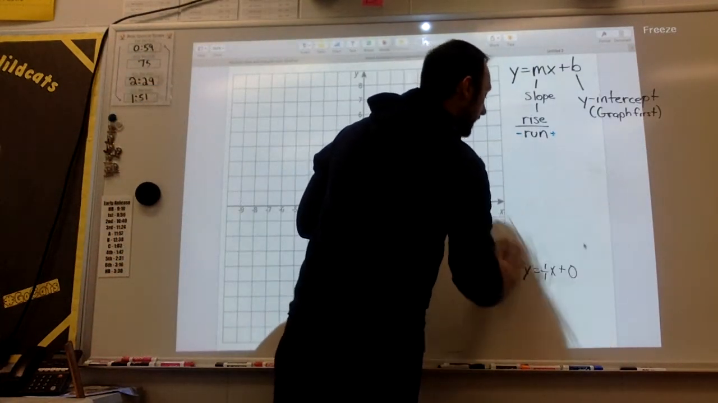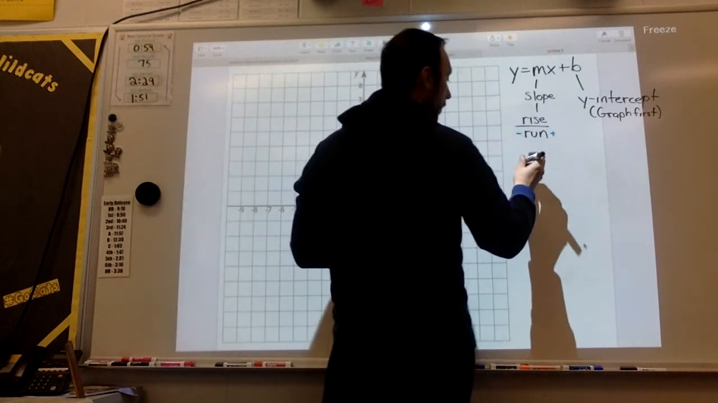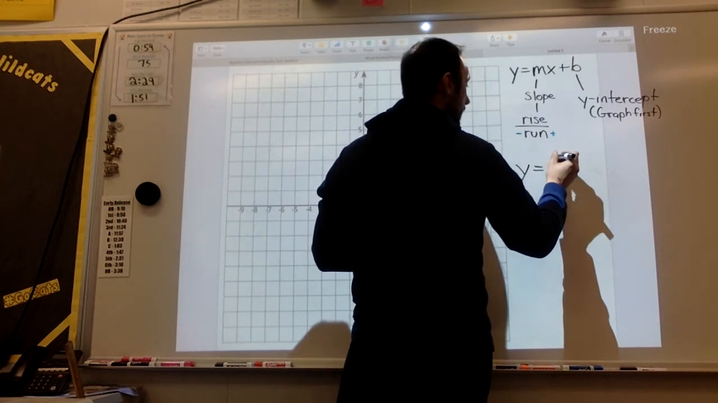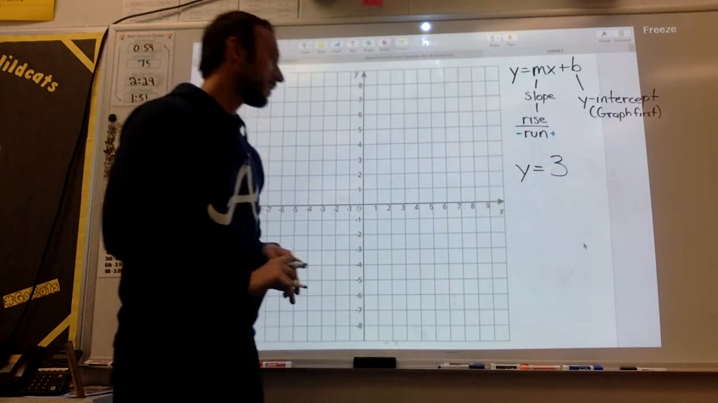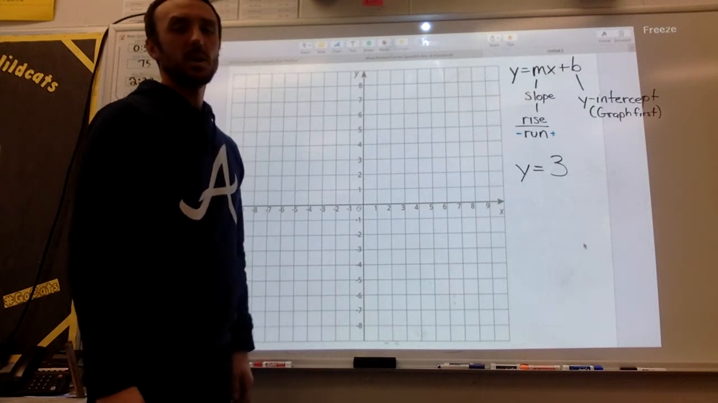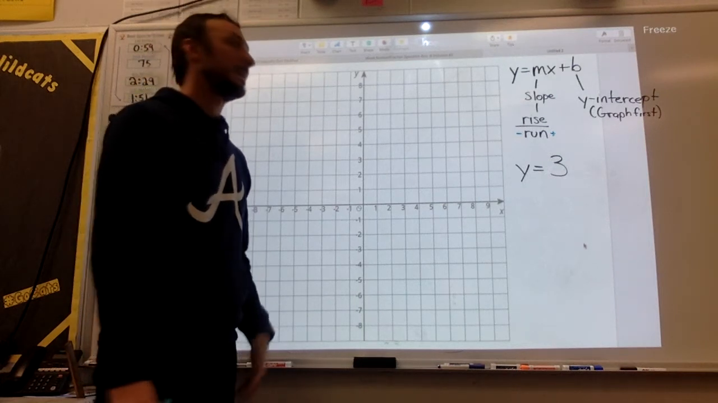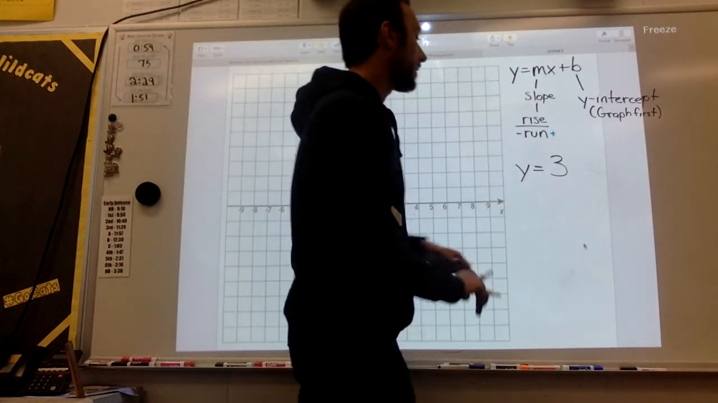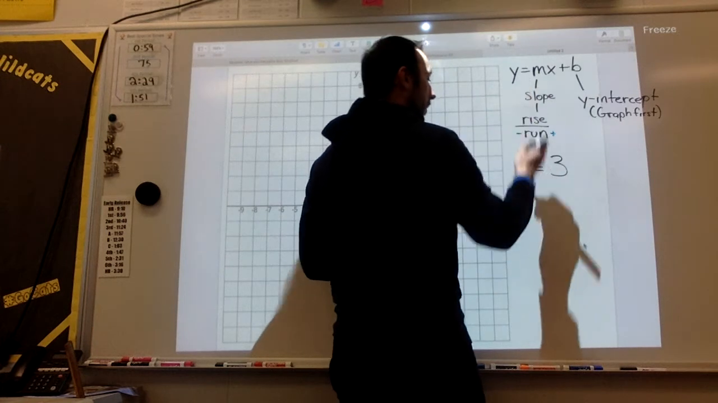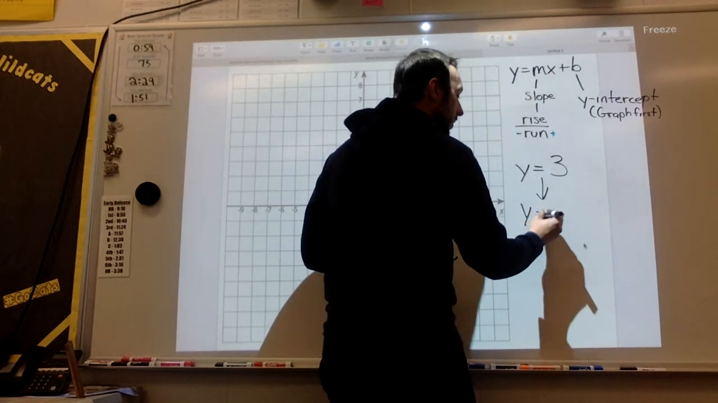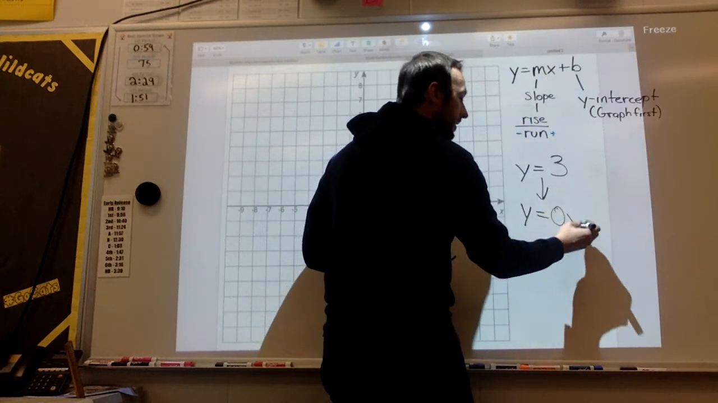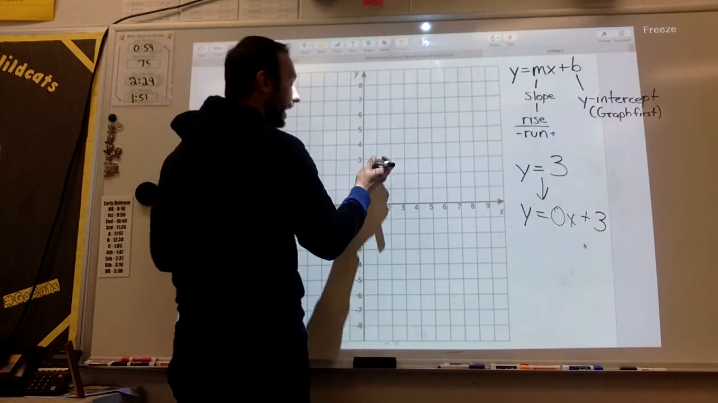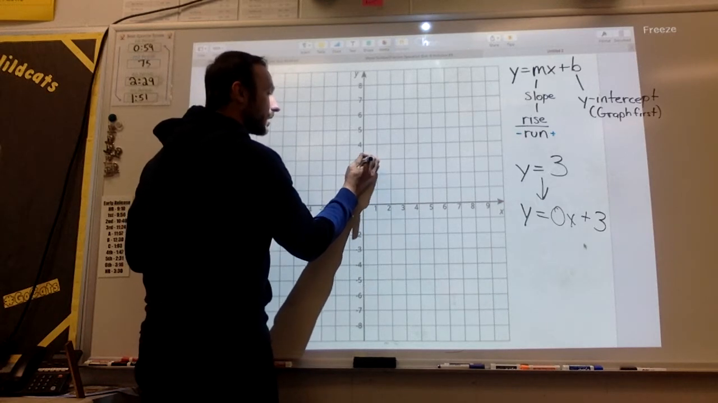All right, let's do the oddball one. What if I give you y equals 3? Just y equals 3. At first you're like, well, there's no slope. So maybe say 0 slope. If we want to rewrite this in slope-intercept form, we could. It starts with a y. This is the same as y equals, there is no x, so 0x plus 3. So it's going to cross the y-axis at 3.